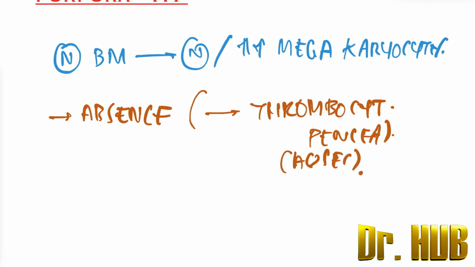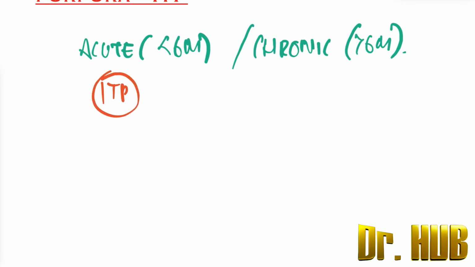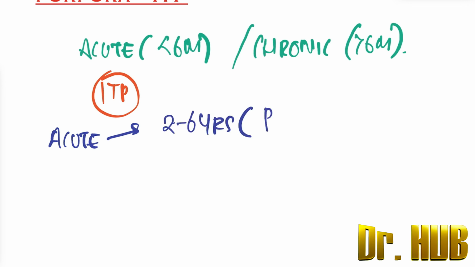Now let's focus on the types. ITP is divided into two types. One is acute, which means it lasts less than 6 months. Then comes chronic, which means it is greater than 6 months. ITP stands for Idiopathic Immune Thrombocytopenic Purpura. Under acute, the peak incidence is 2 to 6 years.